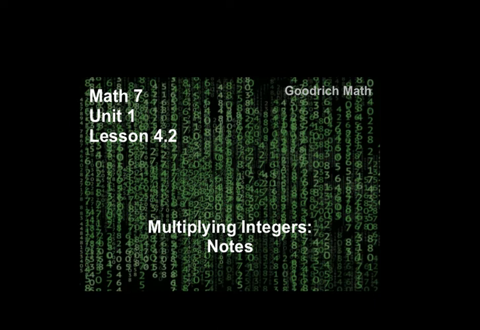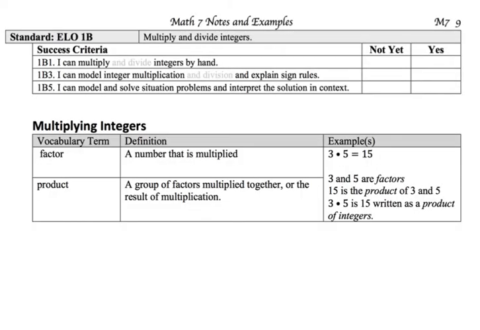Unit 1, Lesson 4, Part 2, Multiplying Integers, the notes. So today we're going to be able to multiply integers by hand, model integer multiplication, and explain the sign rules. Sign rules are really important. And model and solve situation problems and interpret solutions in context.